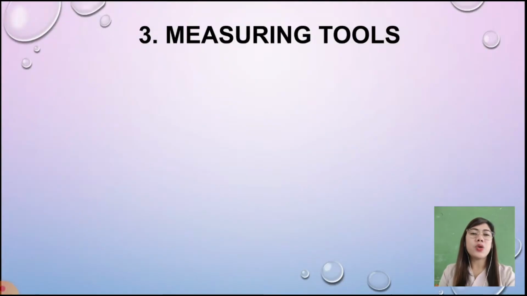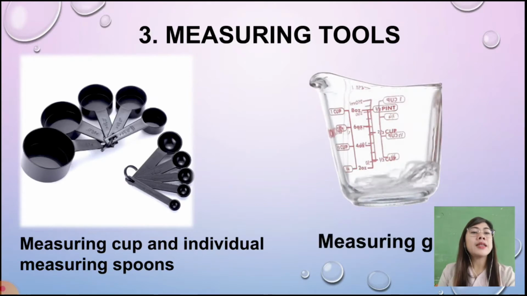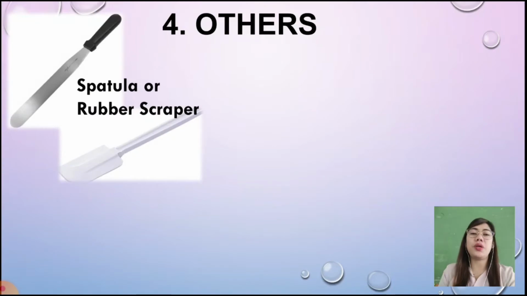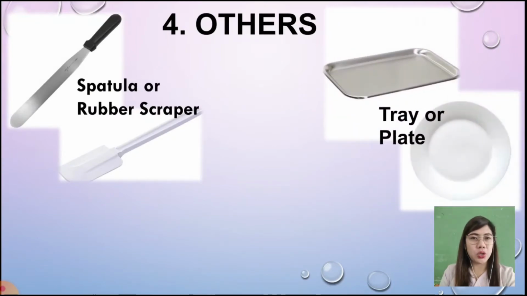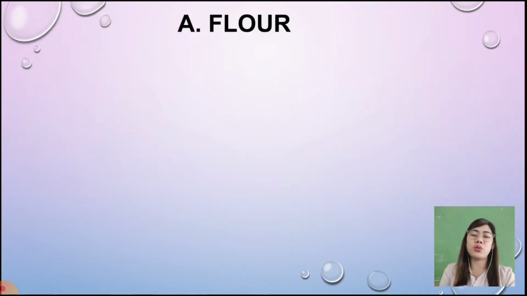Of course, we cannot do all of this if we don't have the measuring tools. So what are the measuring tools? First, the measuring cup and individual measuring spoons, of course. Next, the measuring glass and the other materials that we need to prepare, like the spatula or the rubber scraper, the tray, and of course our sifter. Later on we will find out how these utensils help us get an accurate measurement.